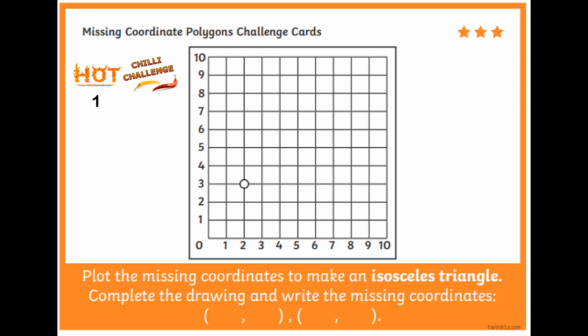It's given you 1 dot there on the grid, but you need to create an isosceles triangle by putting on 2 more dots and then work out what the coordinate would be. So remember, you go along the bottom and then up the side. Okay, so the dot that's already on the screen would be 2, 3. So you go along the corridor and up the stairs. So you do the bottom number, then the side number.